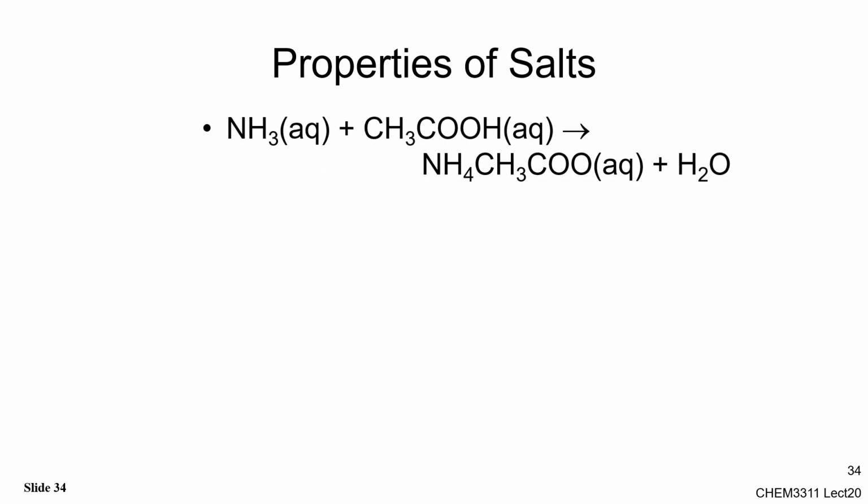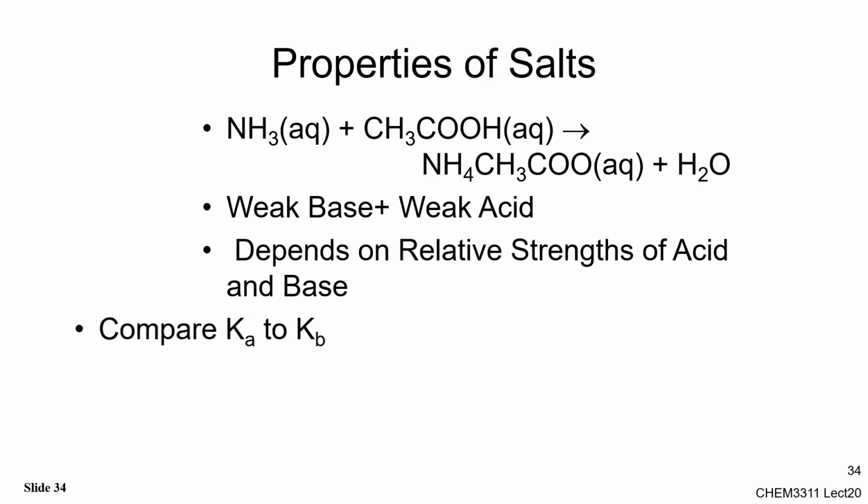What happens if they're both weak? How can we figure out who's the stronger acid and the stronger base? How do we measure the strengths of acids and bases? How did we rank relative strengths of acids a few slides ago? We looked at their Kas. How do we rank the strengths of bases? The larger the Ka, the stronger the acid. The larger the Kb, the stronger the base. So what we have to do is compare the Ka of the acid to the Kb of the base.